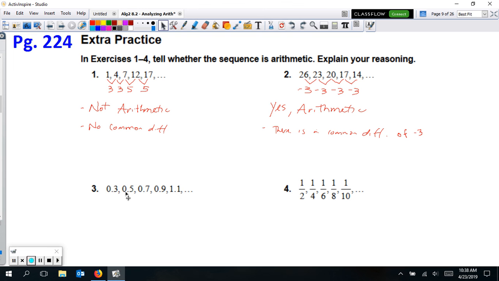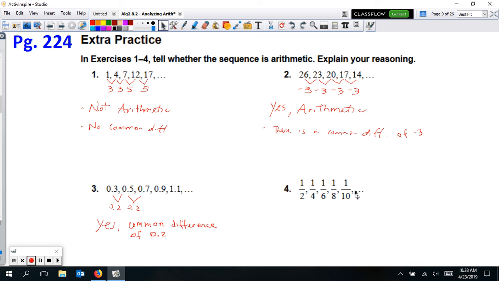Number 3, we're looking at these ones. They are going up, 0.3, 0.5, 0.7, and so on. And we can start going through. To go from 0.3 to 0.5, we would add 0.2. And then 0.5 to 0.7, we're also going to add 0.2. 0.7 to 0.9, also 0.2. And another 0.2 gives us that 1.1. So yes, this one also is arithmetic, and it does have a common difference of 0.2. That would be the reason. So yes, for arithmetic, the common difference would be 0.2 every time.